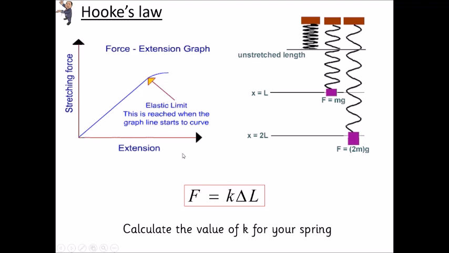Okay, so here's our graph. This is the force and extension. For reasons we'll look at later, it seems like it's sort of plotted the wrong way around. You'd normally think I'll put the force along the x-axis, but there are reasons we'll come to later why it's plotted this way around. Initially it's straight up to the elastic limit. Once you go past the elastic limit, the graph starts to curve and the spring will never go back to its original length.